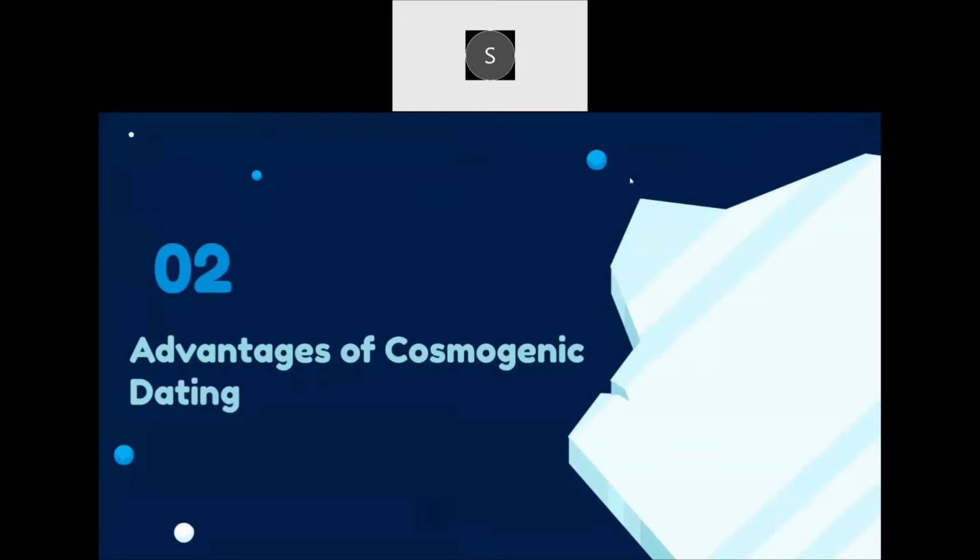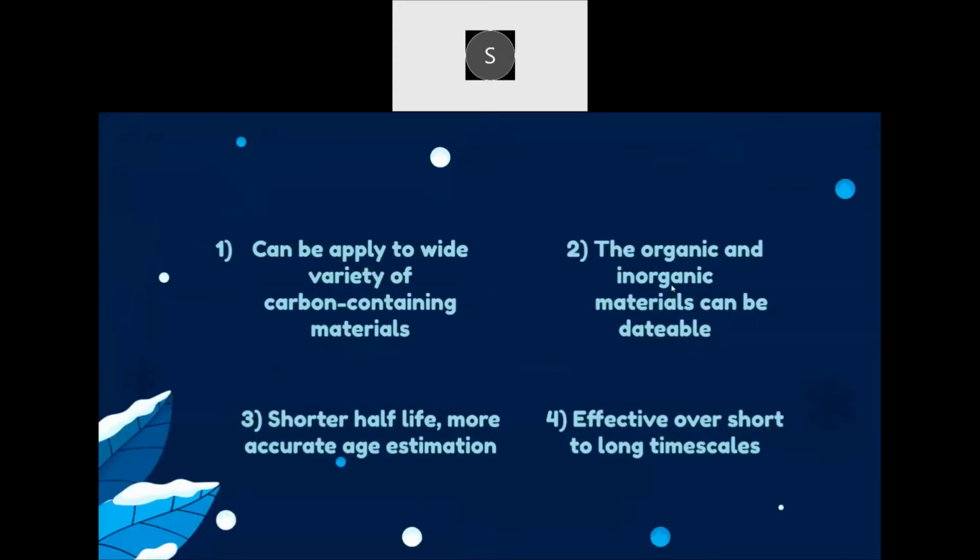So now we're going to talk about the advantages of cosmogenic dating. These are the few advantages that we can find in cosmogenic nuclide dating. The first one is it can be applied to a wide variety of carbon-containing materials. Both organic and inorganic materials can be dated. It has a shorter half-life, which means it has more accurate age estimation. And lastly, it is effective over short to long time scales.